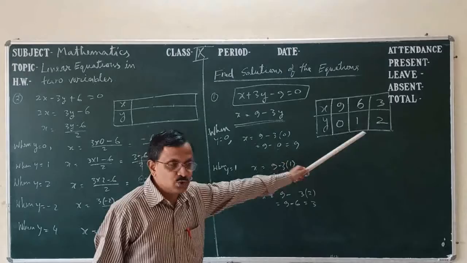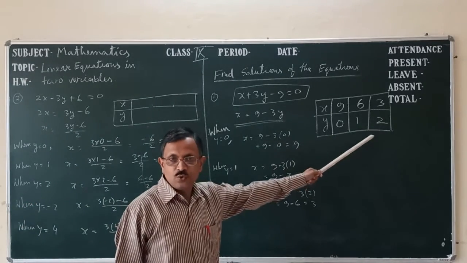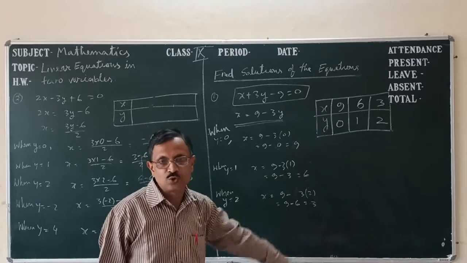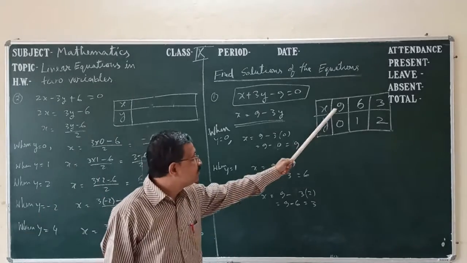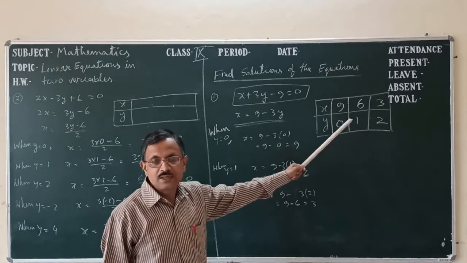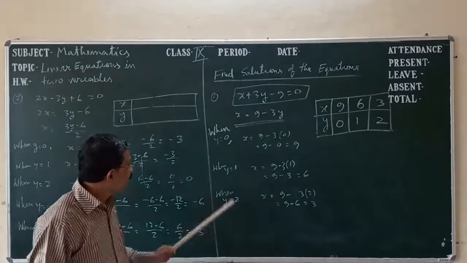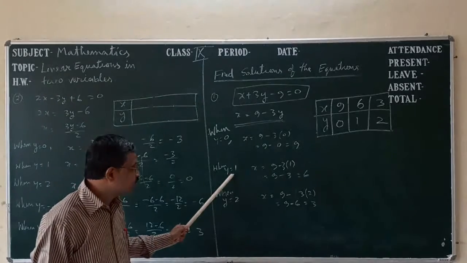And we find the solution. Actually, for the graph, we need 3 solutions. So I have taken 3 solutions, or you can also find 3 solutions of the equation. They may be decimals, but it is better to take integers. It is not necessary that you always take 1, 2, 3, 4. You can take minus 1 also.